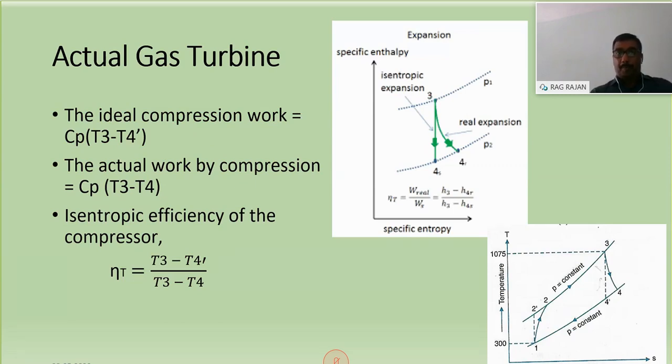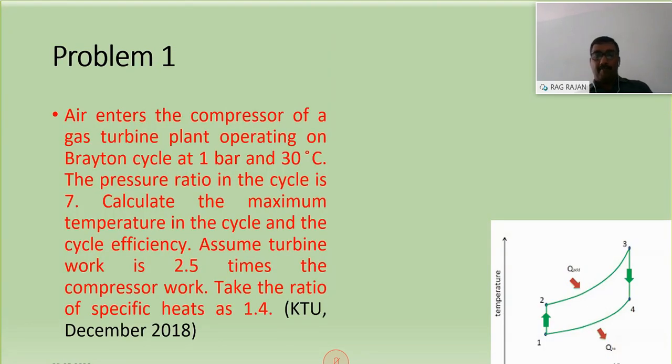Now we will move to a problem. Let us have our first problem. This is actually a KTU question from December 2018. Air enters the compressor of a gas turbine plant operating on Brayton cycle at 1 bar and 30 degrees Celsius. The pressure ratio in the cycle is 7. Calculate the maximum temperature in the cycle and the cycle efficiency. Assume turbine work is 2.5 times the compressor work. Take the ratio of specific heats as 1.4.